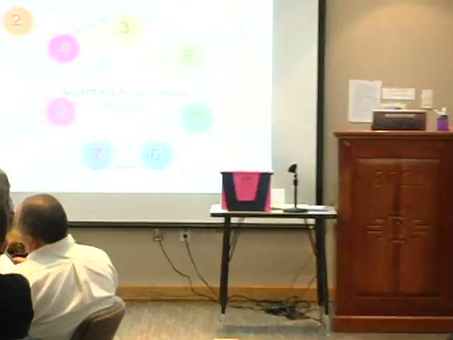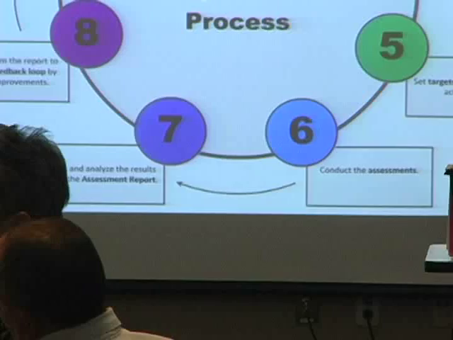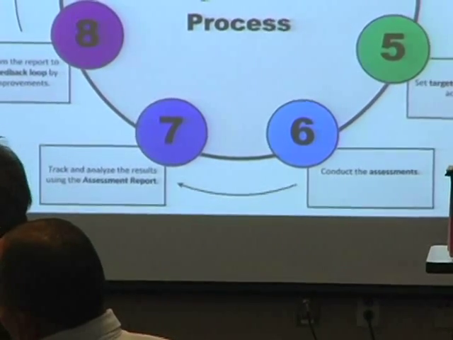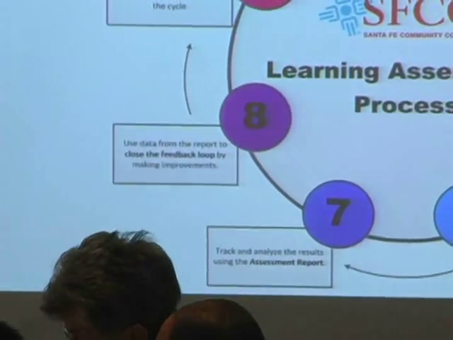Step 6 is running the assessments and collecting the raw data, usually in a classroom, although some measures can be done outside of class, for example, exit interviews. Step 7, you're going to track and analyze the results of the assessment and then report them along with a plan for any actions, if necessary, to improve student learning in light of your assessment results.